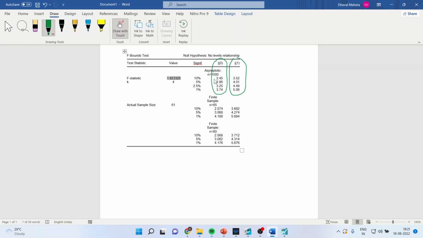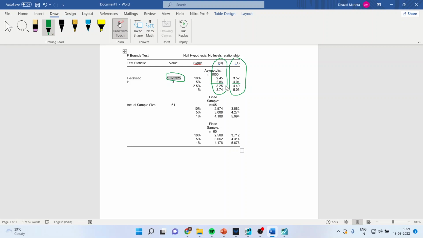So this is the value of I0 at 10%, 5%, 2.5% and 1%. Normally we consider the 5% values only, and this value is to be compared. So if this value is less than I0, first scenario, or this value is more than I1. So if the F statistics value is more than I1 here, if the value is more than 4.01, then there is a presence of long run relationship.